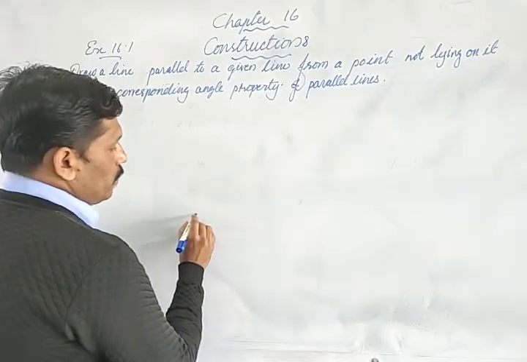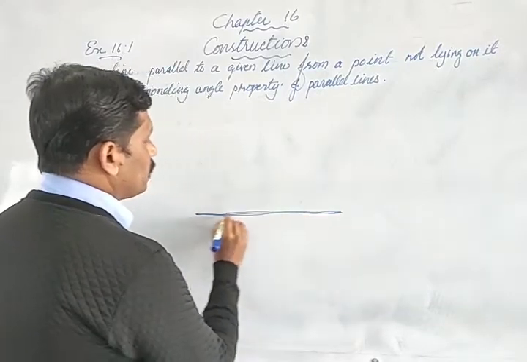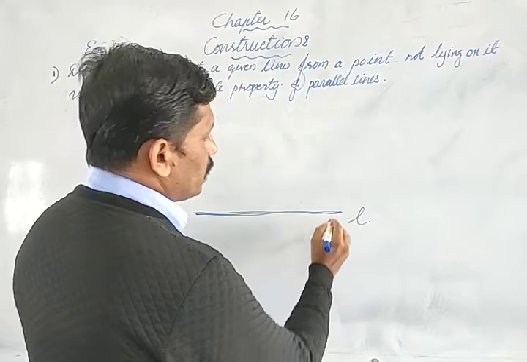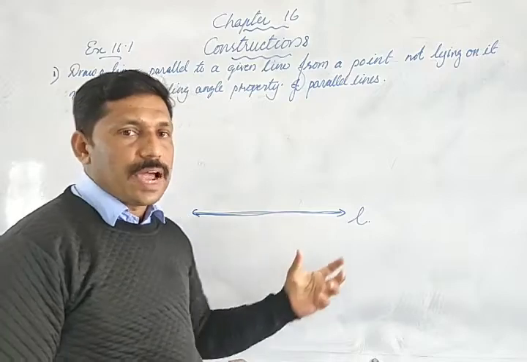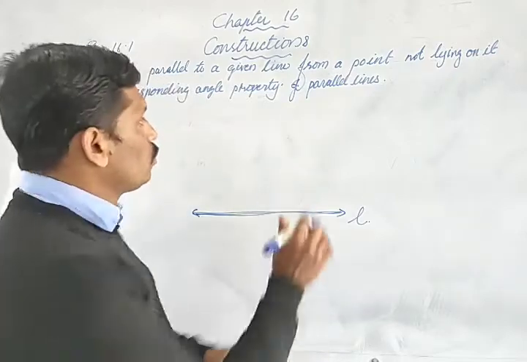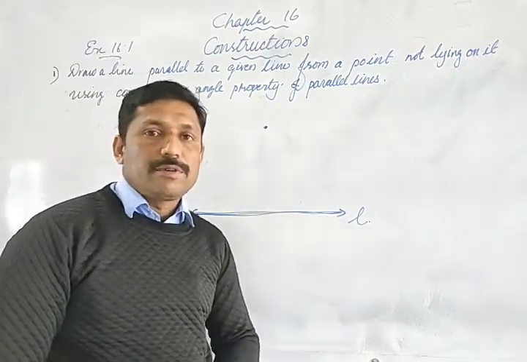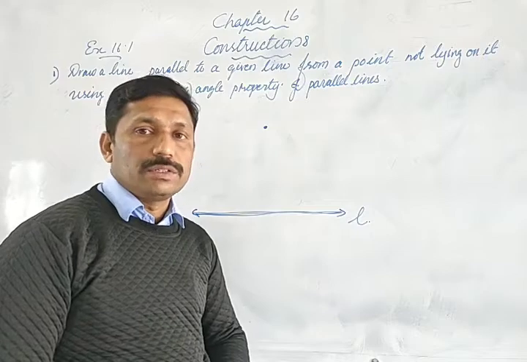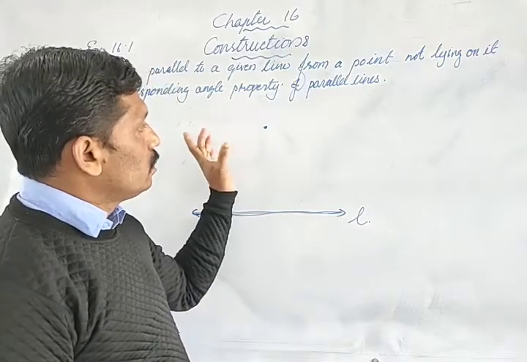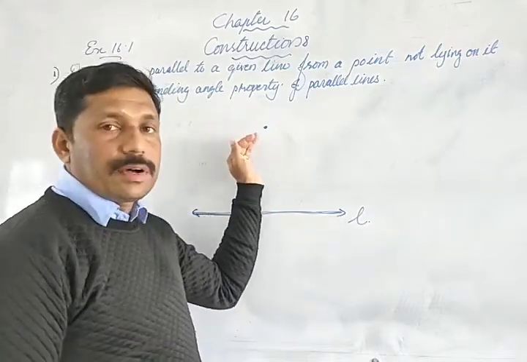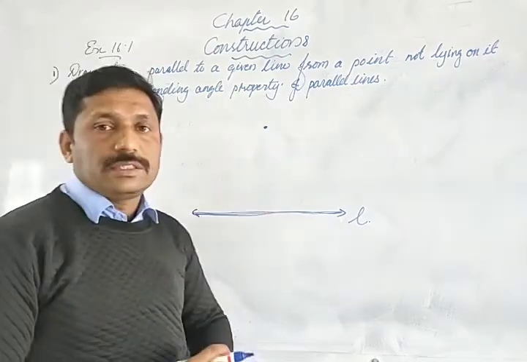First of all, we draw a line. The length is not given, so we draw a line. This line we can name L, line L. And we have to draw a parallel line to this line from a point outside. So outside we draw a point. And from this point, using the corresponding angle property, we have to draw a parallel line to line L through this point.